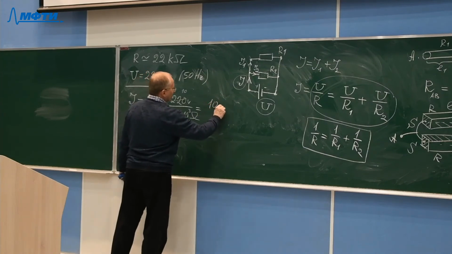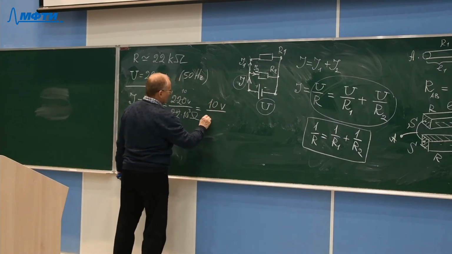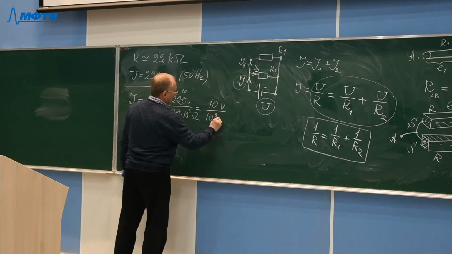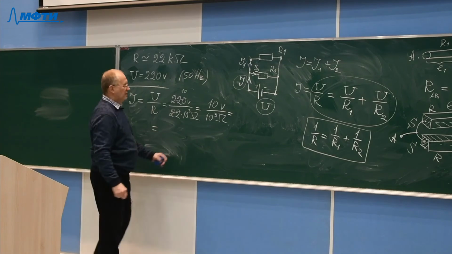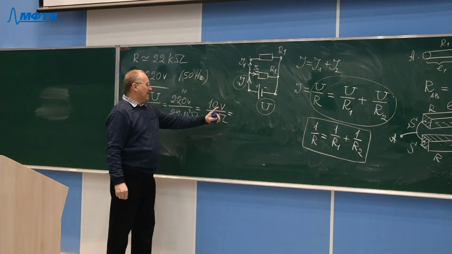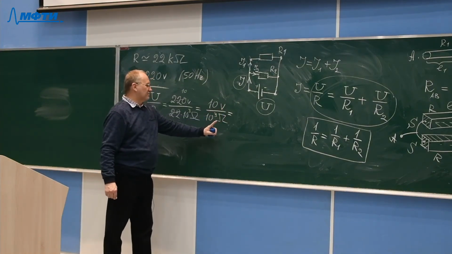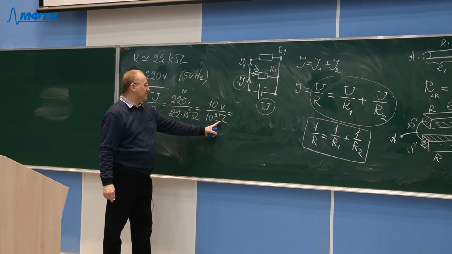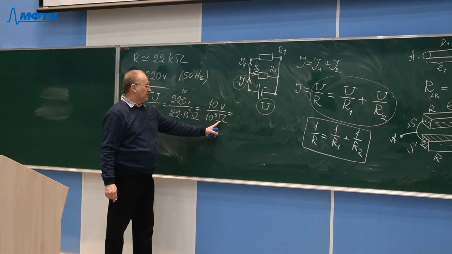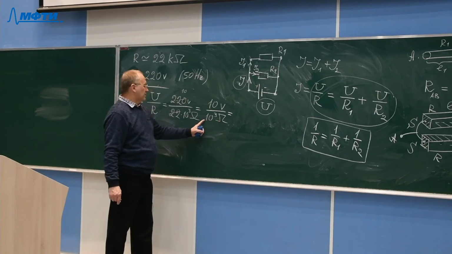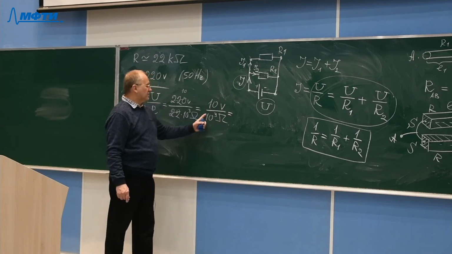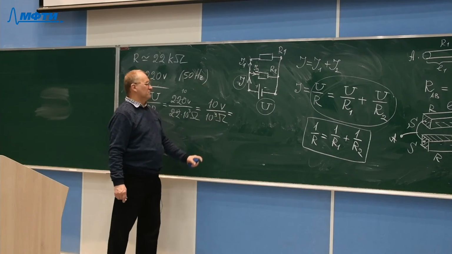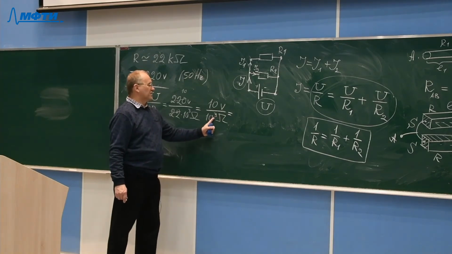Okay, let's do it this way: 10 volts divided by 1000 ohms. If we have 1 volt divided by 1 ohm, that will give us 1 ampere. If we have 1000 ohms, then the current will be 1000 times smaller. That will be 1 milliampere. That is the 1000th part of an ampere.